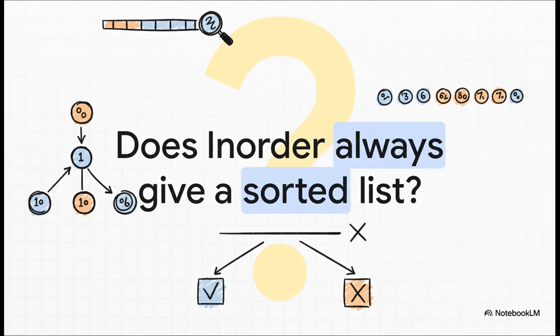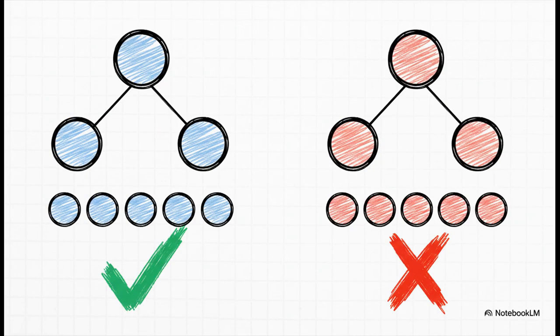Okay, I want to take a second to bust a really common myth. This is one of those questions that trips people up in interviews all the time. Does in-order traversal always give you a sorted list of numbers? The answer, and you gotta remember this, is a big, fat no. An in-order traversal only produces a perfectly sorted list on one specific type of tree, a binary search tree, or a BST. That's a tree with a special rule. Everything to the left of a node is smaller, and everything to the right is bigger. On a regular old binary tree like the one we've been using, the in-order output is just a sequence of numbers, not sorted.